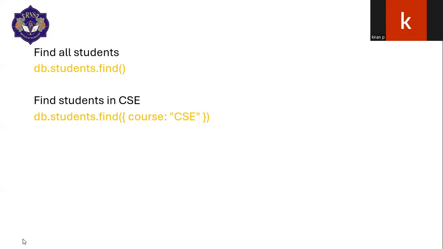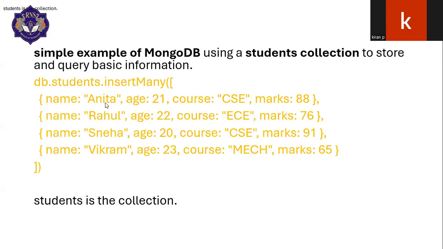If you observe the previous example once again, each one of these is an individual record, a document. Kindly remember that all of them put together is represented as a collection. There are two CSE students. For greater than 80, there's Anita who has scored 88, and the other is Sneha, who scored 91. The ECE count is only one document.